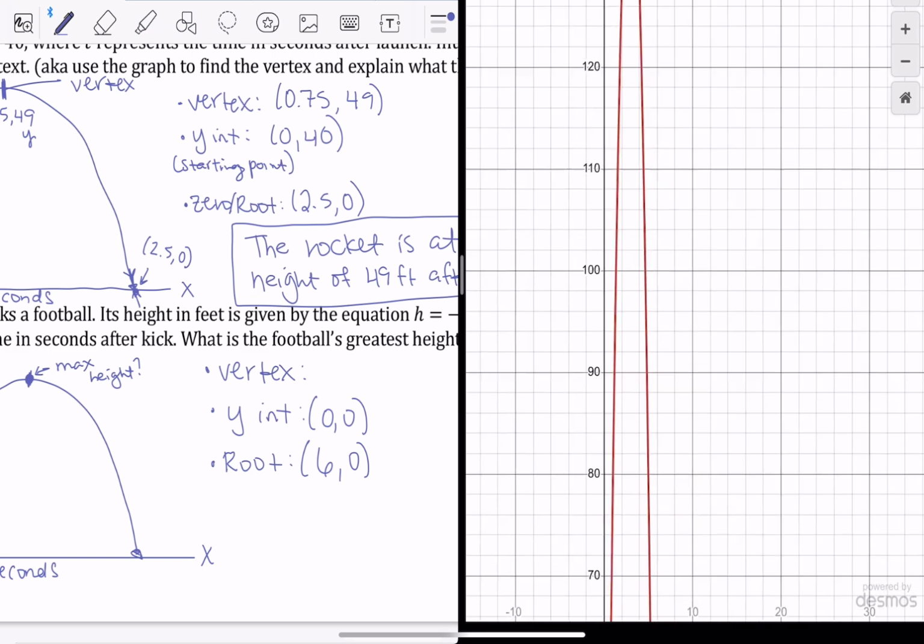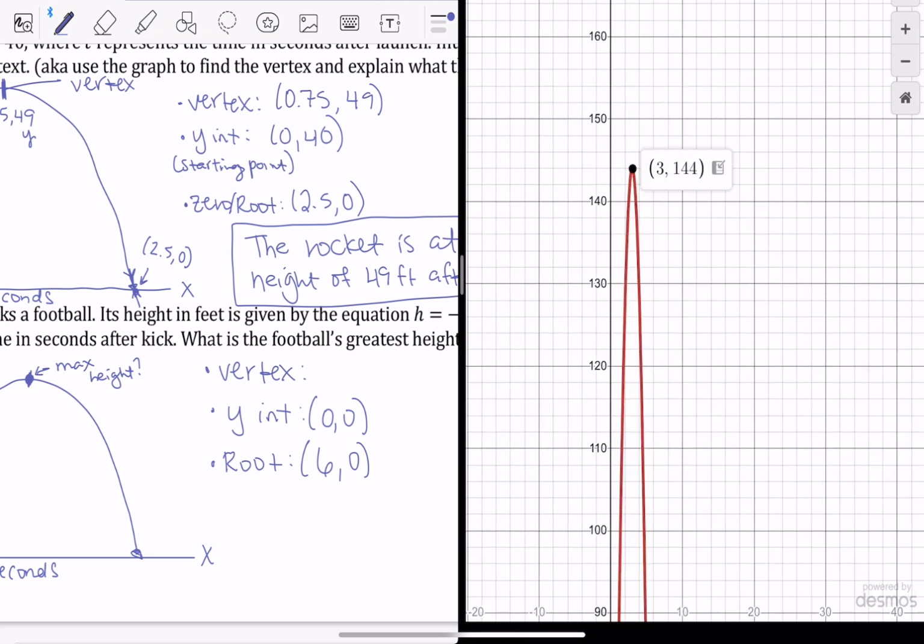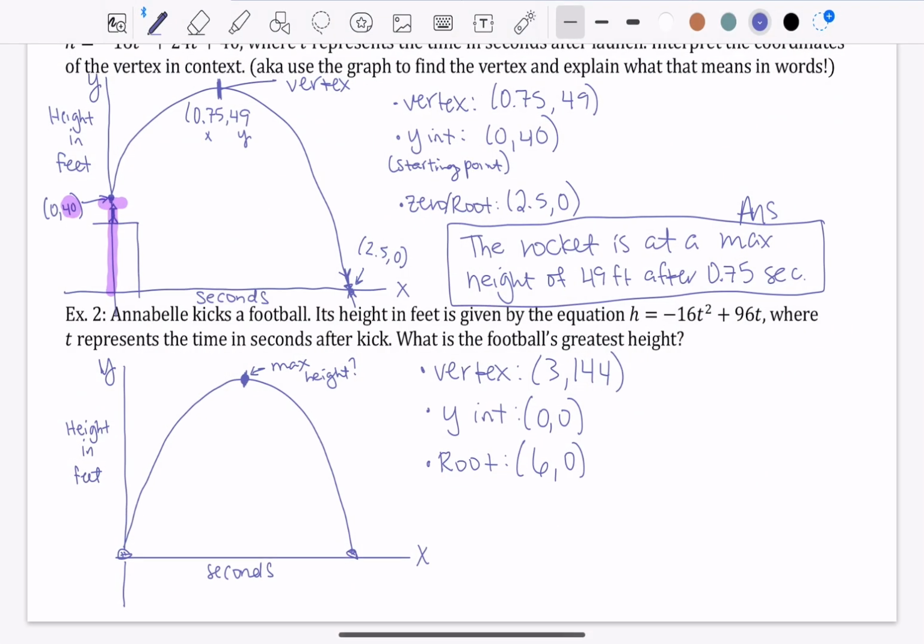I'm going to come up here for my vertex. Here's that point right there: (3, 144). And remember, 3 is the x value and 144 is the y value. This says it took 3 seconds for the football to be at 144 feet in the air, and that was our highest point.